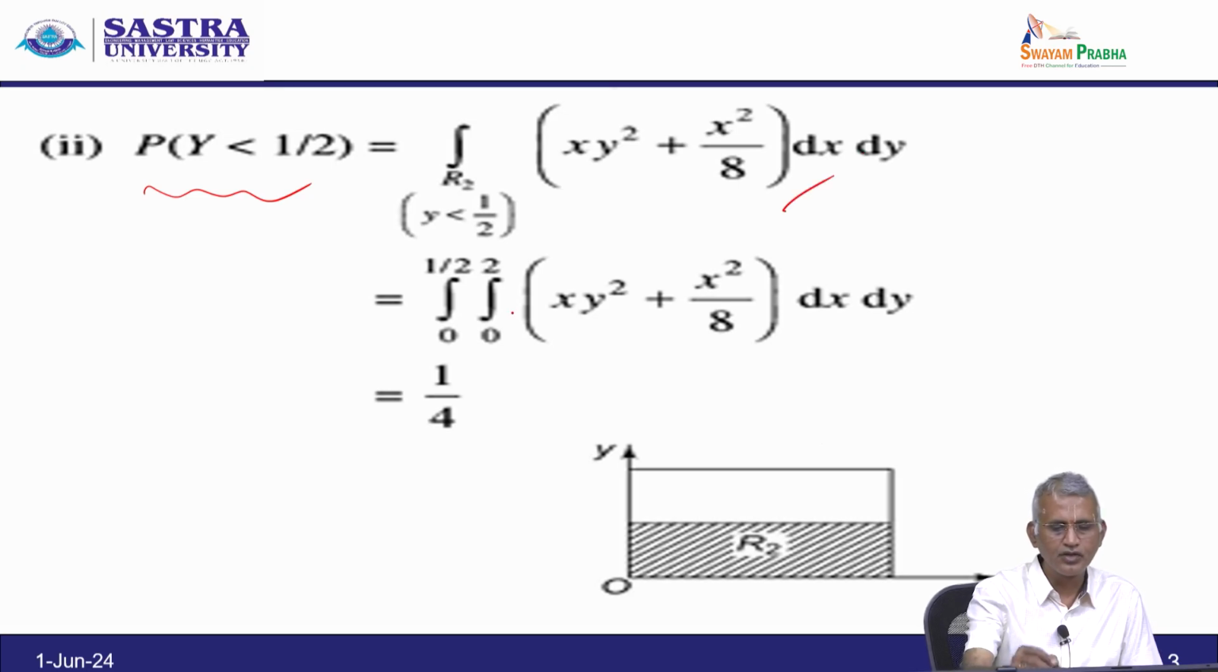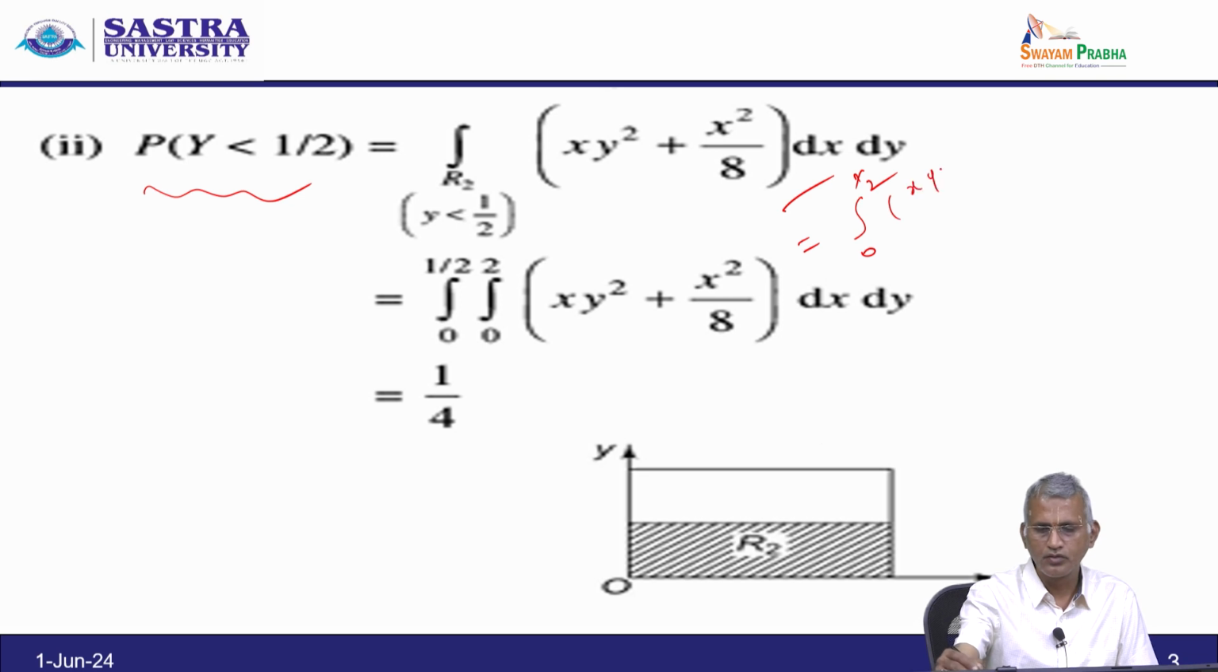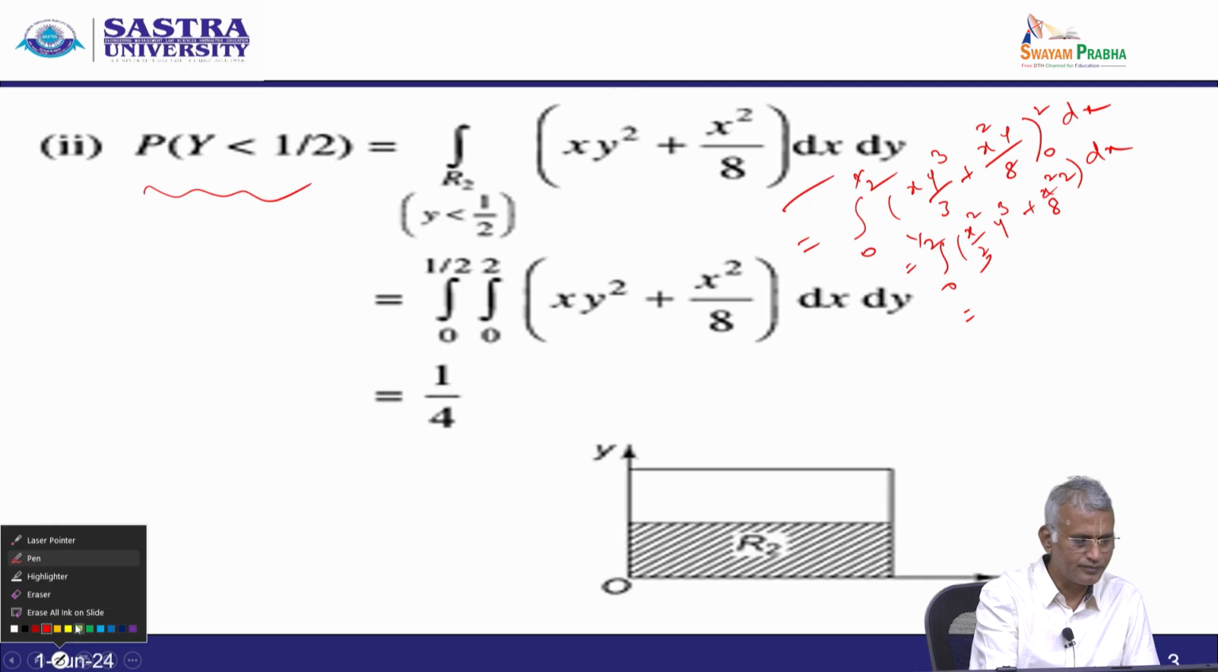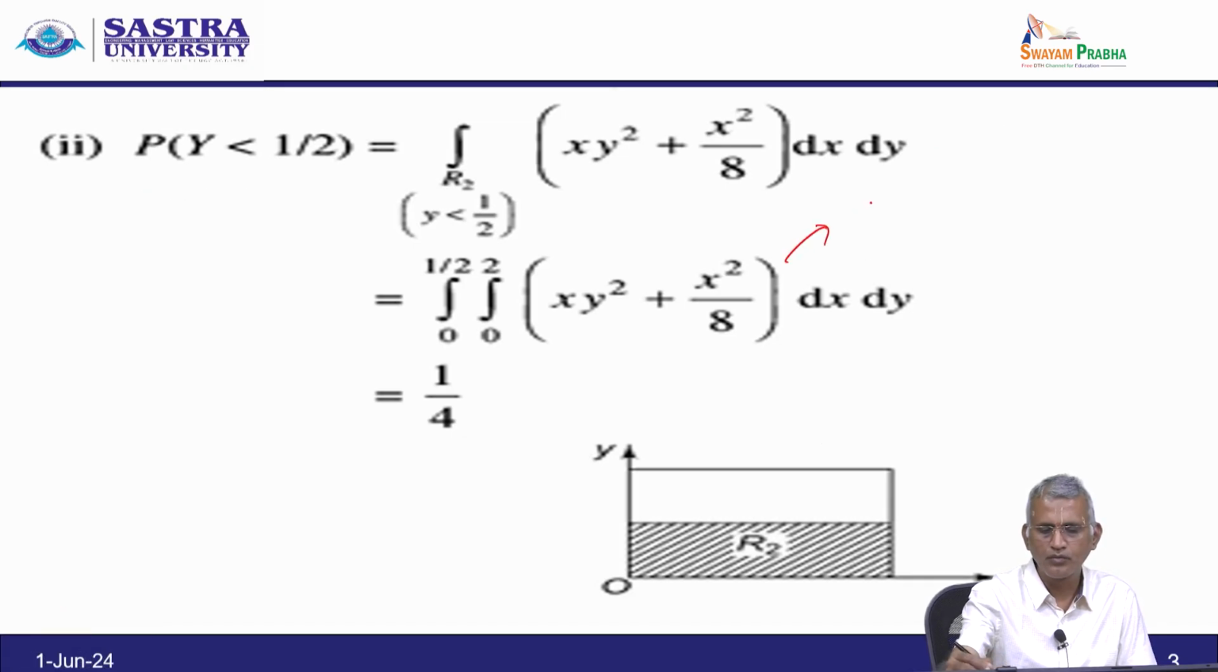It means 0 to half and 0 to 2, and the same idea applies: we have to go to the outer integral first with respect to y. Therefore, x into y cube by 3 plus x square into y by 8 over the limit 0 to 2 into dx, and then integral 0 to half with respect to x is x square by 2 into y cube, and then x square by 8 into 2 over the limit 0 to 2 applied dx. Here is 2 cube, 1 minute, the error occurred.